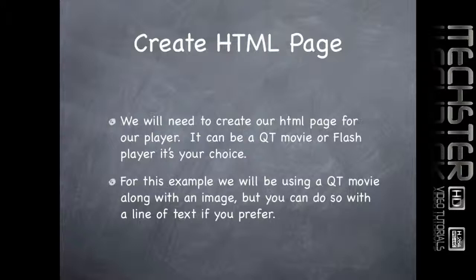So again, in our example, we will need to create our HTML page for our player. It can be a QuickTime movie or Flash player. It's your choice. For this example, we will be using a QuickTime movie along with an image, but you can do so with a line of text. The reason I say with an image is because we're going to use it in iWeb as a little placeholder. So if you're going to use a video, make sure that you create an image for that particular video that you want to use in this process.